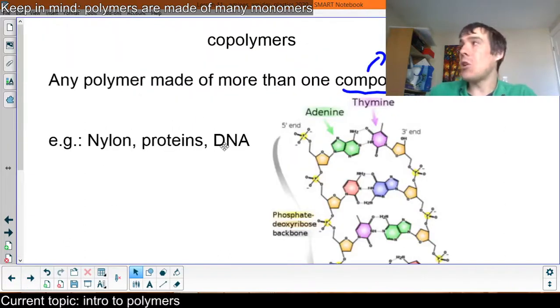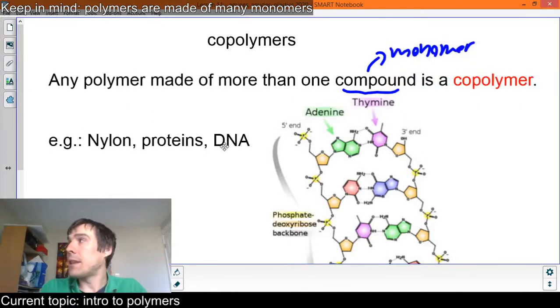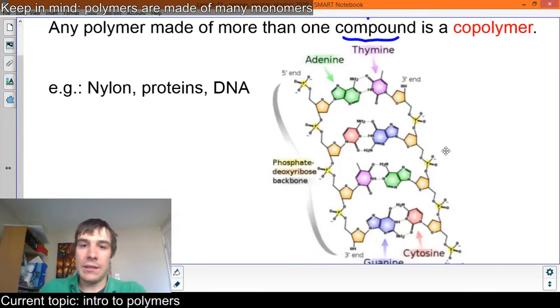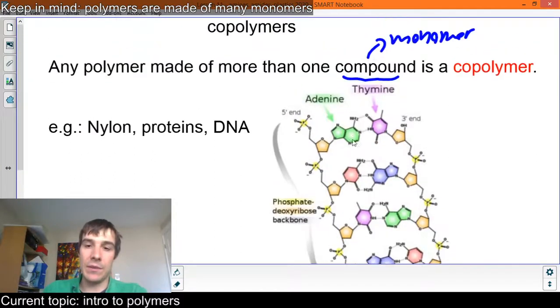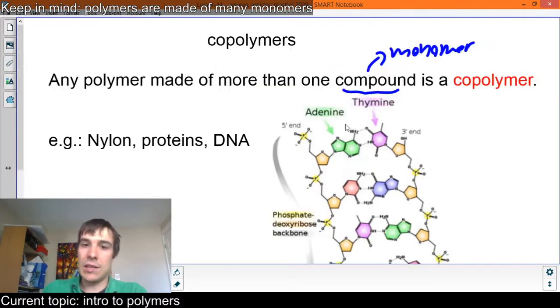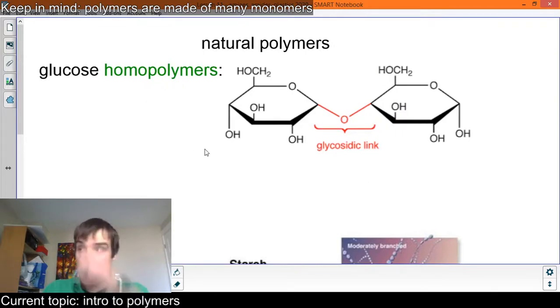The other option is a copolymer. If you have more than one monomer, you end up with a copolymer. So for example, nylon is a copolymer because you've got the diamine and the diacid, and they chain together. So is DNA. You have different nucleotides chained together, so it's a copolymer. Proteins are copolymers. Lots of things are copolymers. All right, we're getting into some natural polymers and crosslinks.